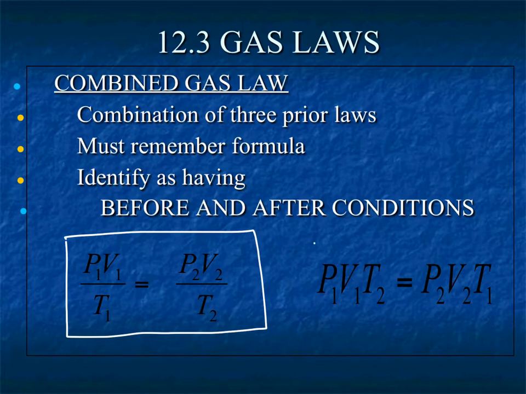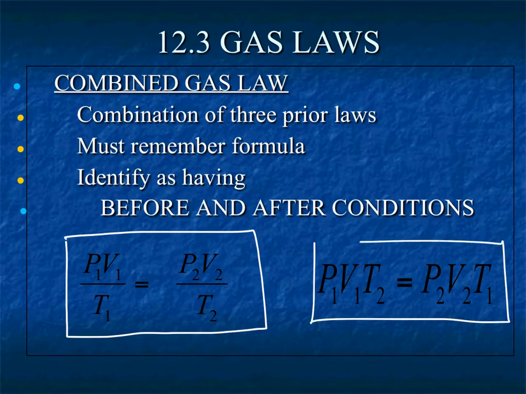equation. This is just another way that the combined gas law could be written. I really don't use this one too much because I think it confuses students, where the T's are on opposite sides, whereas this one over here has all the 1's on one side and all the 2's on one side. Okay, so P1 V1 over T1 equals P2 V2 over T2. All right, so that equation needs to be memorized.